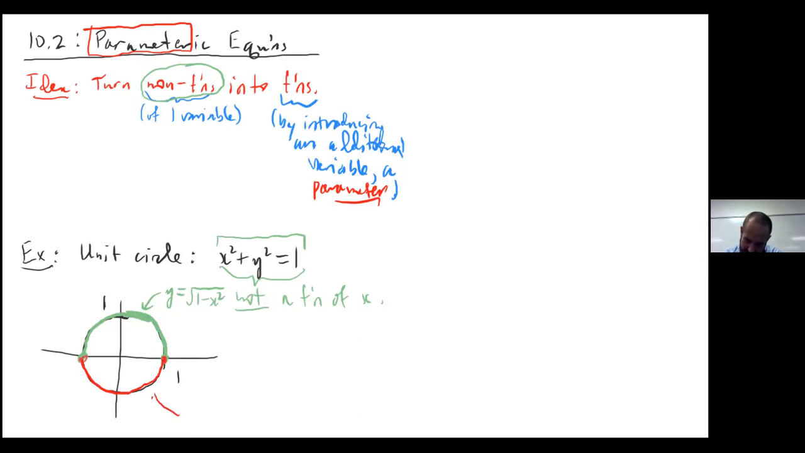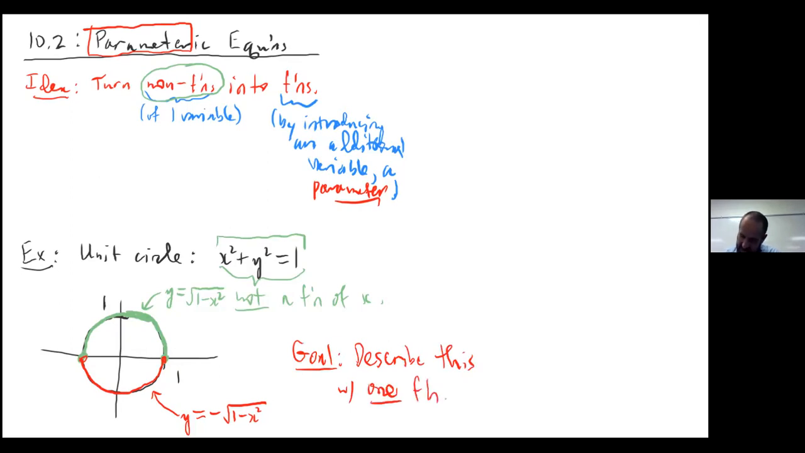How would I describe that part of the unit circle? y equal to what? Negative the square root of 1 minus x squared. Yeah, so it'd be the negative square root. So I have the positive square root and the negative square root. The problem is, to really fully understand what's happening with this thing, I would need two separate functions. Does that make sense? So what's the goal that we have? The goal is to describe this with one function.